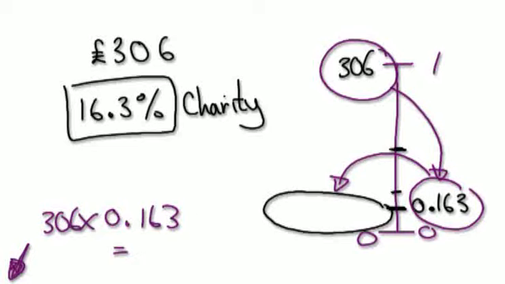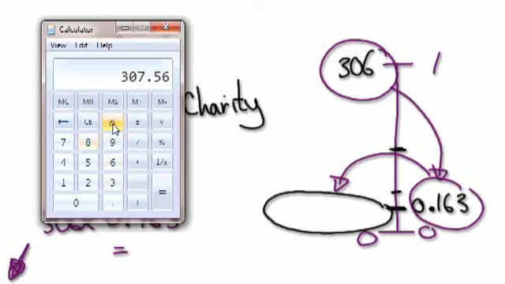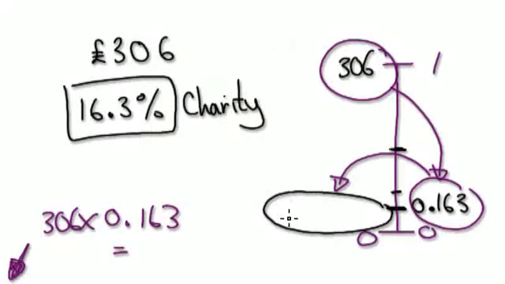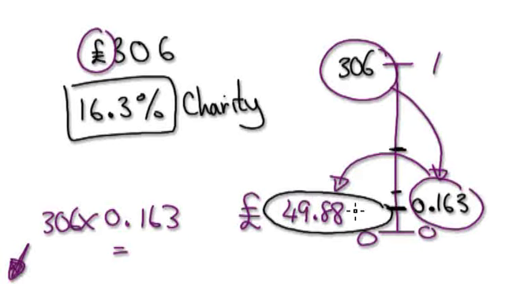So that would be, let me clear the calculator, 306 times 0.163 equals 49.88. Because we're working in pounds, it would be pounds. Anyway, it would be this amount going to charity.